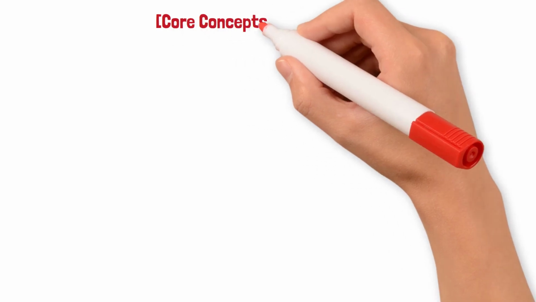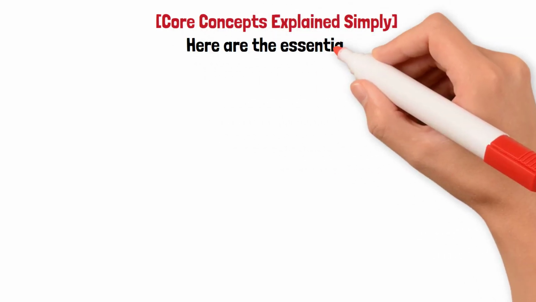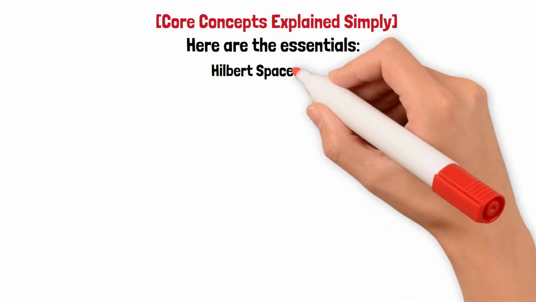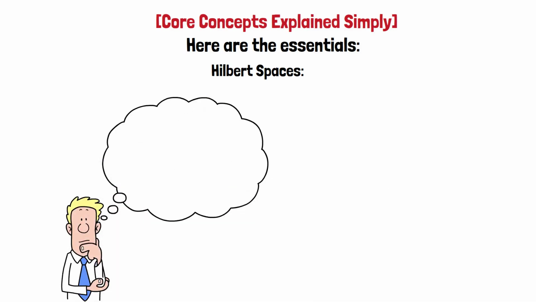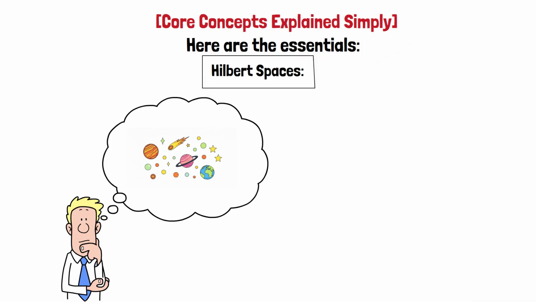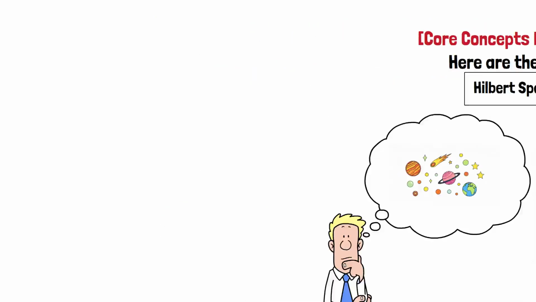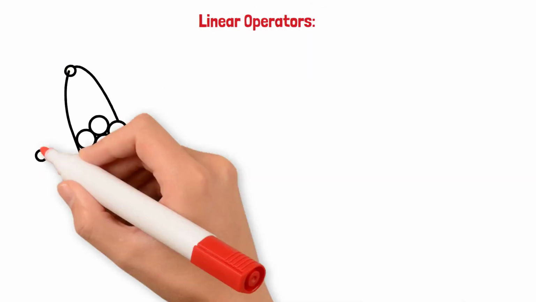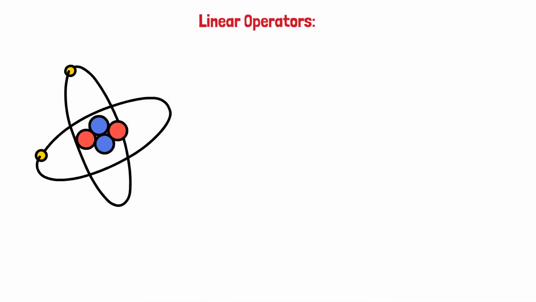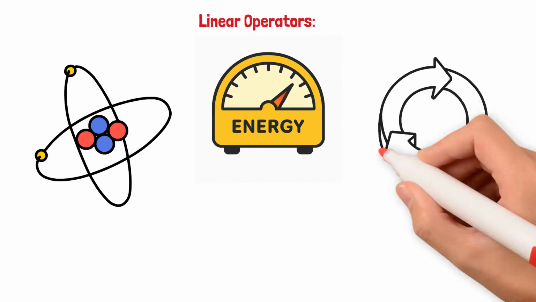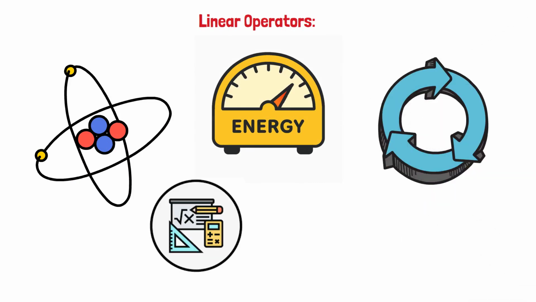Core concepts explained simply. Here are the essentials. Hilbert spaces. Imagine an infinite dimensional version of Euclidean space. Hilbert spaces provide the stage where quantum states live and evolve. Linear operators. In quantum theory, operators represent physical actions, like measuring energy or changing spin. They're the mathematical tools that transform quantum states.